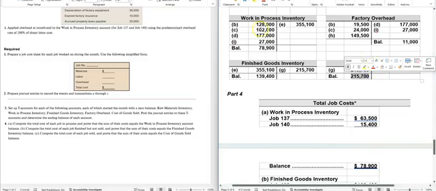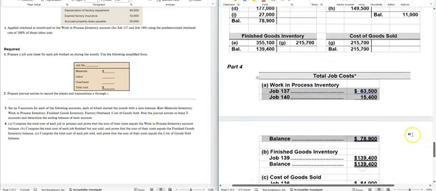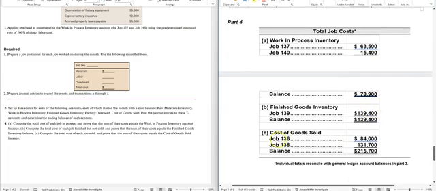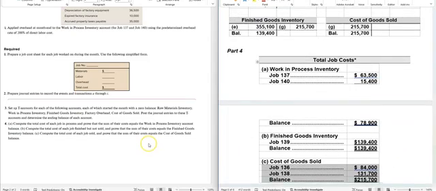Okay, so big picture, this balance represents the cost of jobs that are still being worked on, not yet completed. This balance represents the cost of inventory that has been completed, not in process, but has not yet been sold. And this represents the cost incurred to produce the products that were sold and is now recorded as an expense and reported as part of our profit calculations.